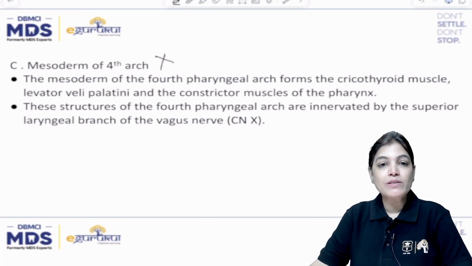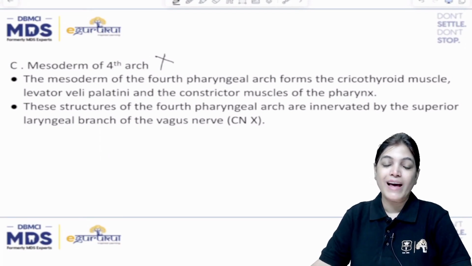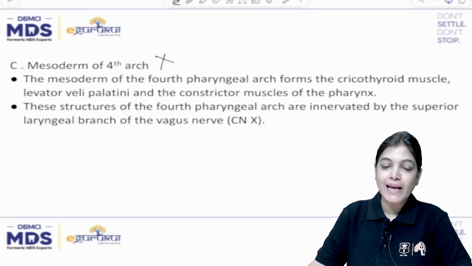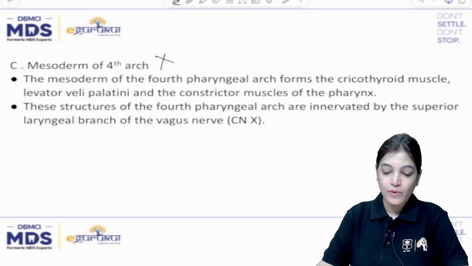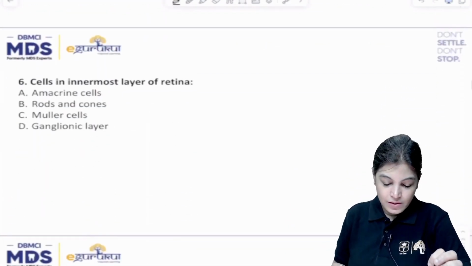All other intrinsic muscles of larynx are derived from the mesoderm of sixth arch. So definitely the mesoderm of fourth arch is not the right answer, and the nerve of fourth pharyngeal arch is the superior laryngeal nerve. Branch of it, external laryngeal nerve, is giving innervation to cricothyroid muscle. Okay, let's move on to the next question. That is question number 6.